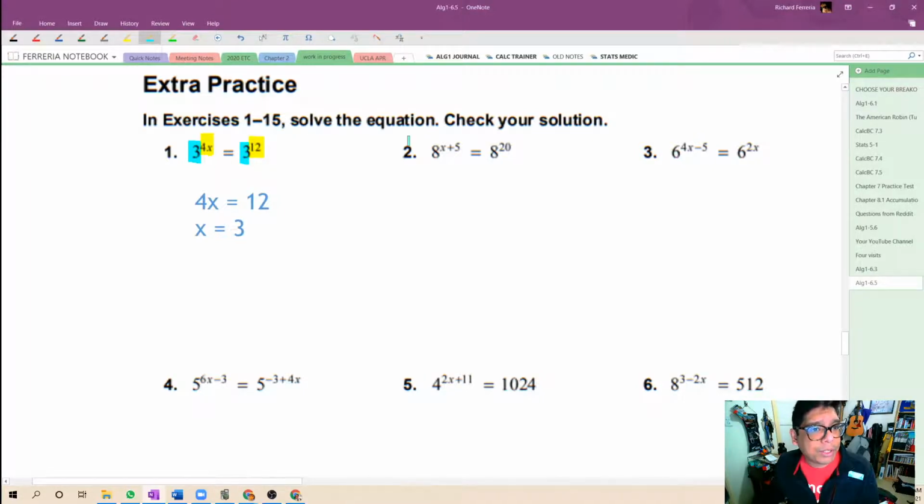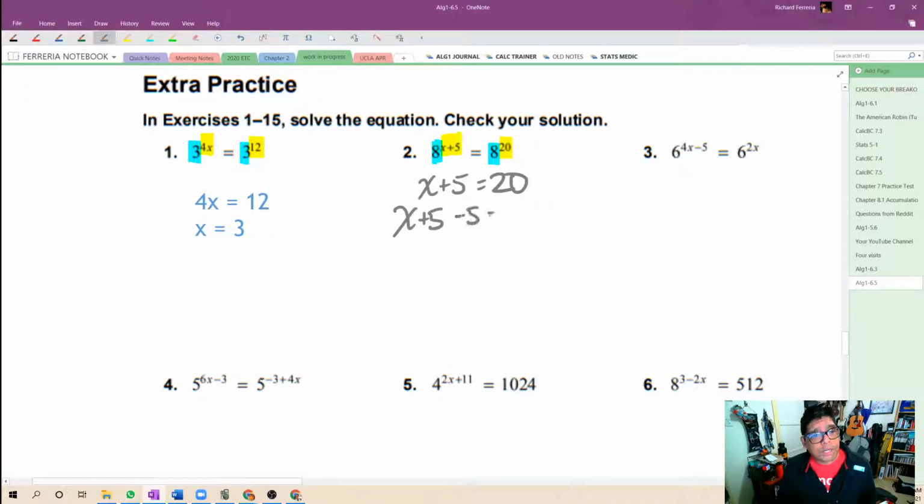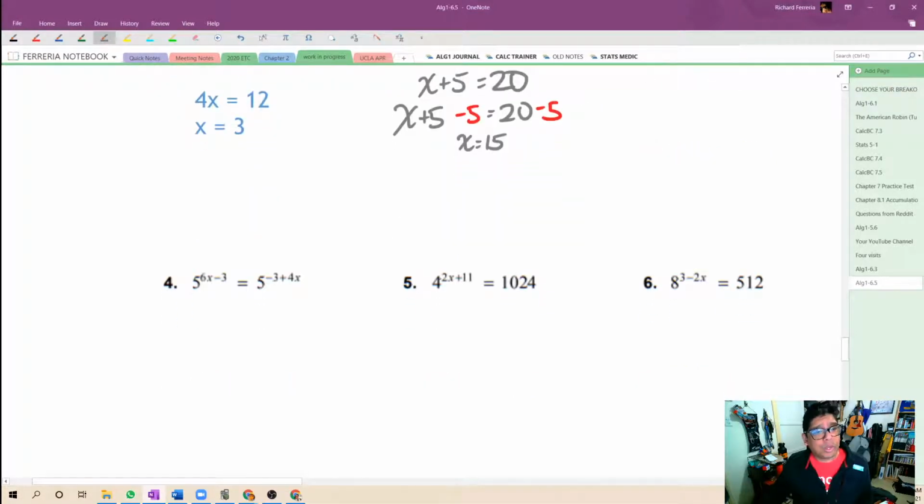Look at number 2. We've got the same base already. They're both base 8. So that means that the powers have to be equal to each other. So x plus 5 has to equal 20. Let's solve that. I'm going to subtract 5 from both sides of the equal sign. And that tells me that x needs to be equal to 15. Okay. The easiest problems are pretty easy. Let's do another one of these.